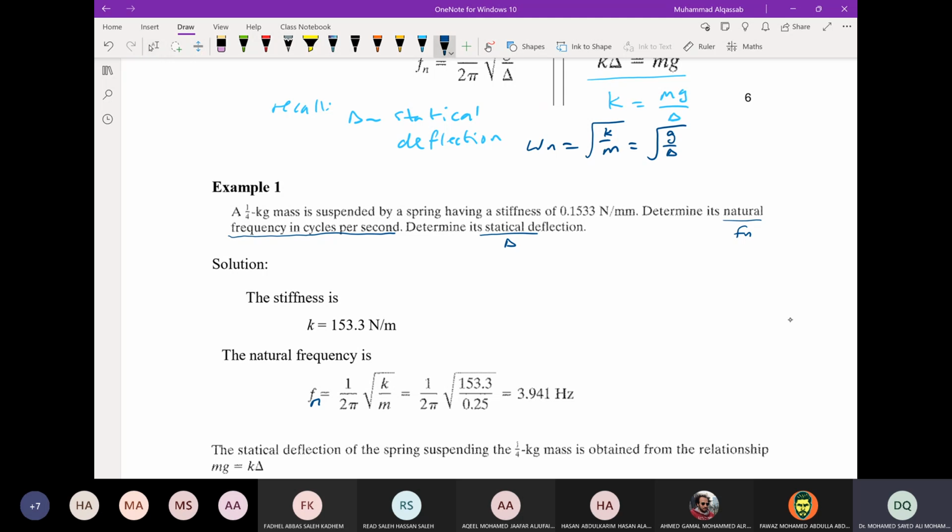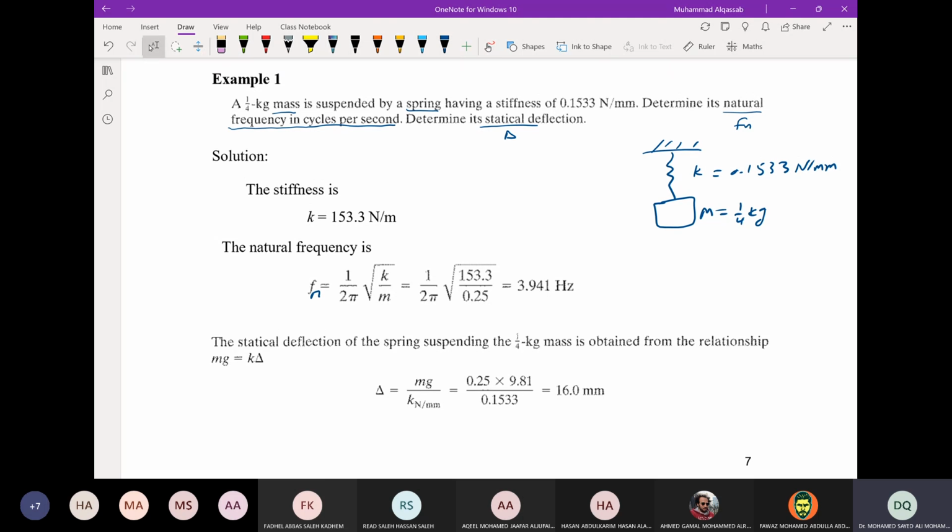So as mentioned in the question, a 1 over 4 kilogram mass is suspended by a spring. So this is a spring mass system with mass equal to 1 over 4 kilogram and k equal to 0.1533 Newton per millimeter. So that is the question, or this is the system. And the question is to find fn and delta. So directly I will use the equation of fn that we derived in the previous lecture.